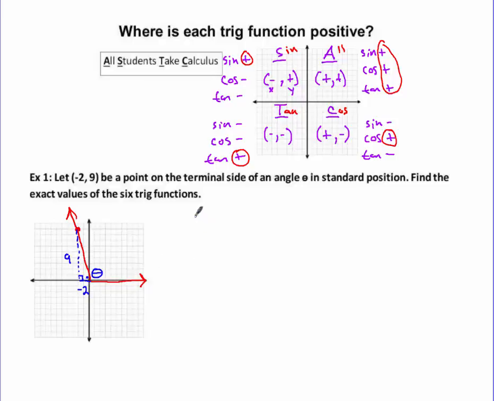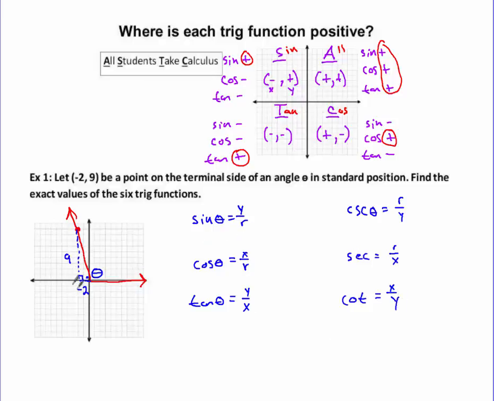So we're going to figure out our sine of theta, which is going to be y over r. Our cosine of theta is going to be x over r. Our tangent is going to be y over x, and then our other three are just going to be the reciprocals of those.